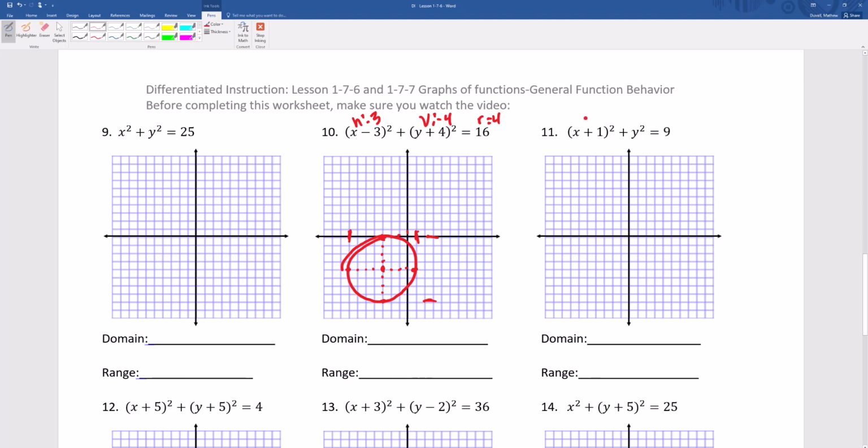Let's try another one. My horizontal shift is -1, my vertical shift is 0, and my radius, take the square root of that, is 3. So 1, 2, 3 in each direction. It's a very good looking circle, if I do say so myself. Domain from here to here, my range from here to here.